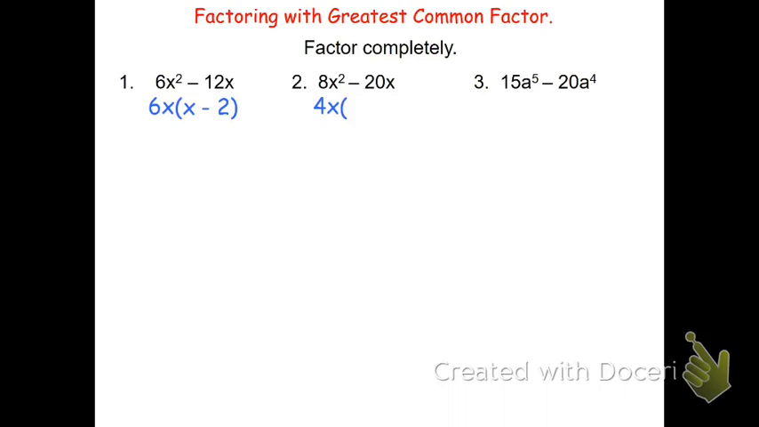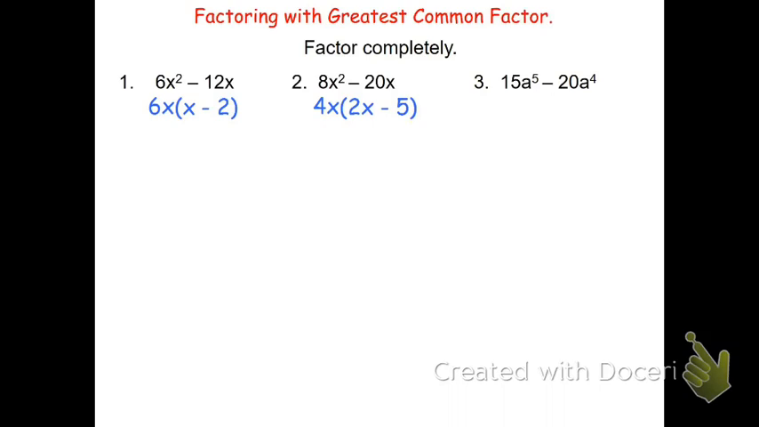Dividing 4x into both terms, 8 divided by 4 is 2, x squared divided by x is just an x, and I get 2x. I'll have a minus sign. 20 divided by 4 is 5, x divided by x is 1. So this leaves me minus 5. Closing the parentheses, I get this. Now looking at it, 2x and negative 5 have nothing more in common. This means this problem is completely factored. You can always again check your work by distributing. 4x times 2x is 8x squared, and 4x times negative 5 would make negative 20x.